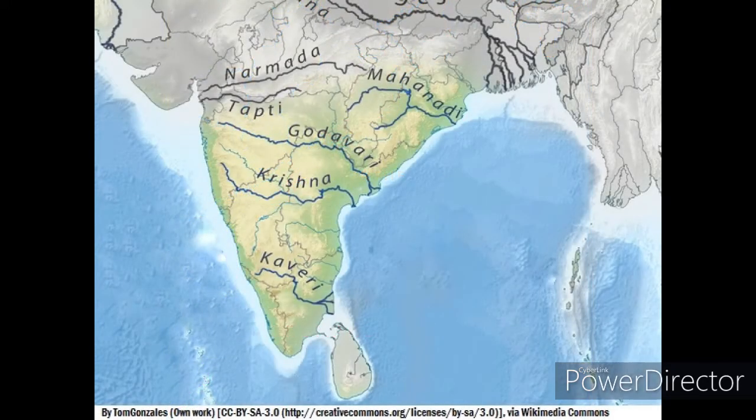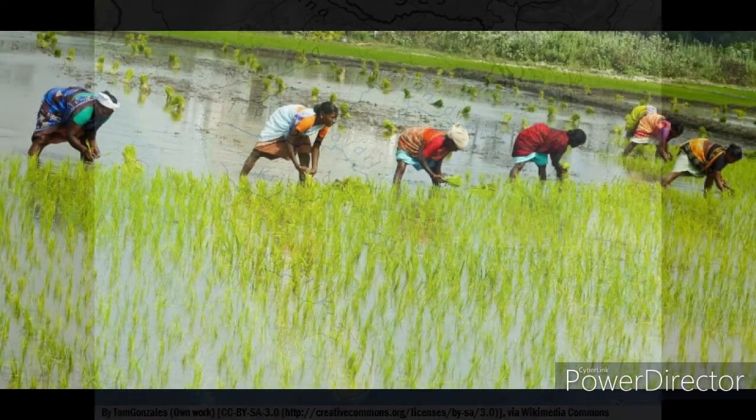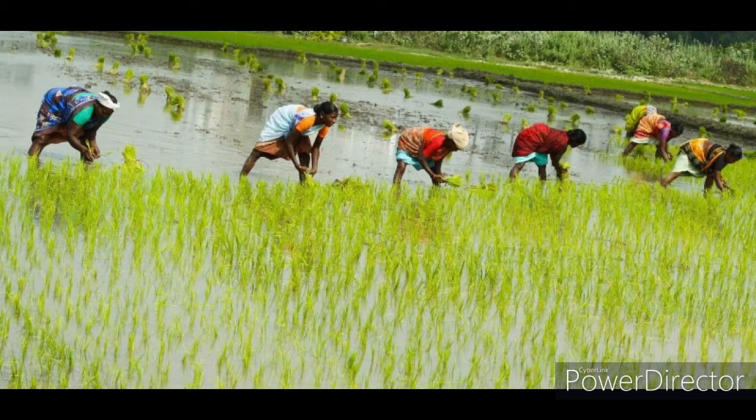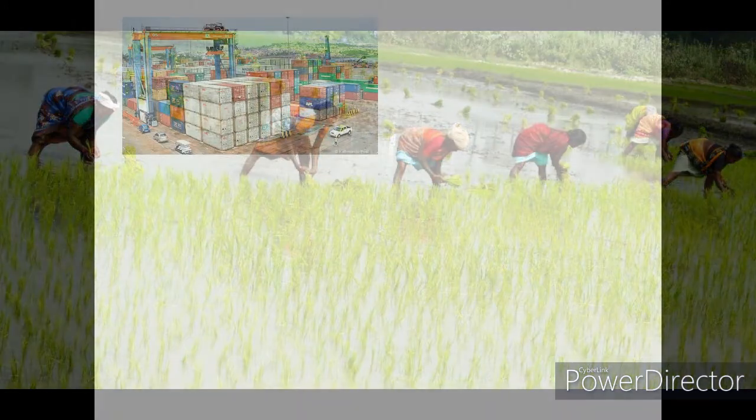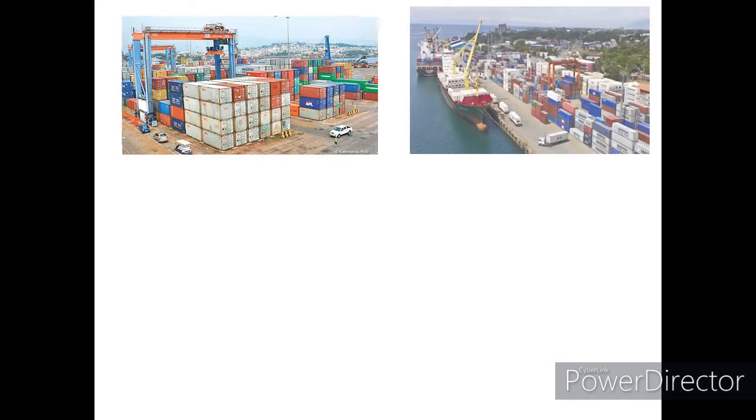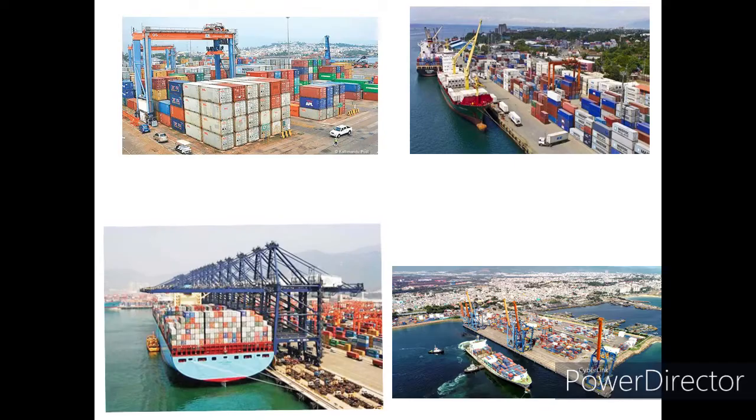Rivers like Kaveri, Krishna, Godavari, and Mahanadi form the delta along the eastern coastal plains. These deltas are very fertile and are called the rice bowls of India. Kolkata, Chennai, Paradweep, and Vishakhapatnam are the important seaports on the eastern coastal plains.